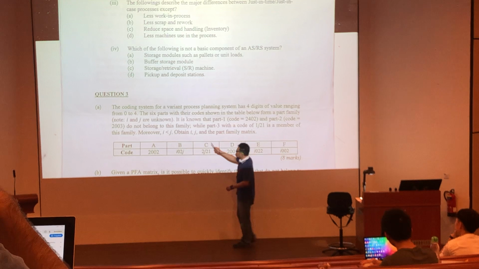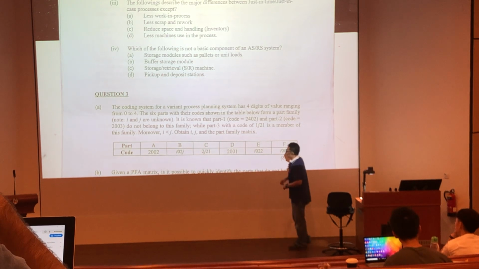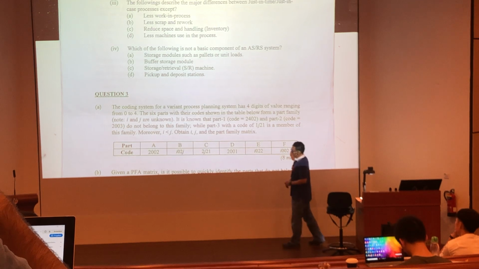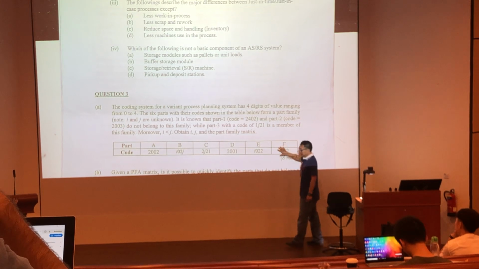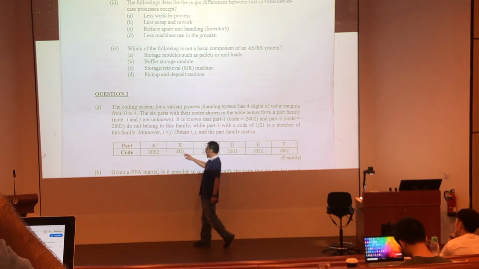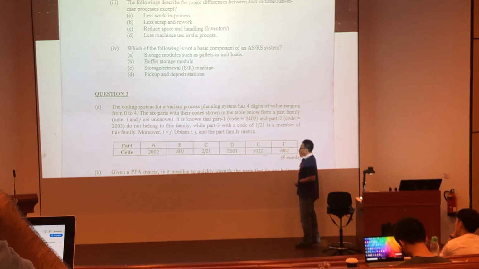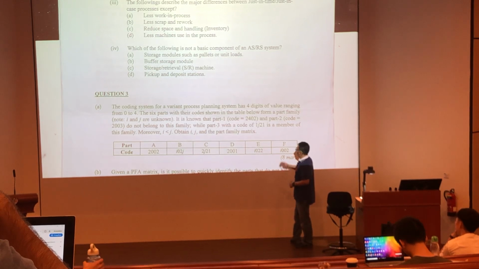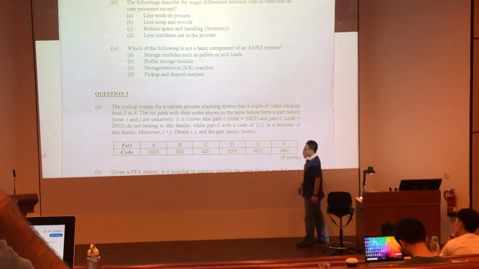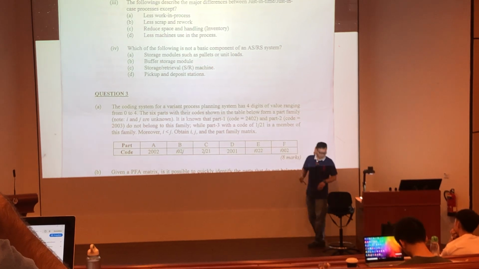The other information given is I is less than J. So you need to obtain I, J, and then the part family matrix. So among the 6 codes forming the part family, we still have 2 variables, unknowns, I, J. So we need to make use of this information, given the clues, to find I and J. Go through.